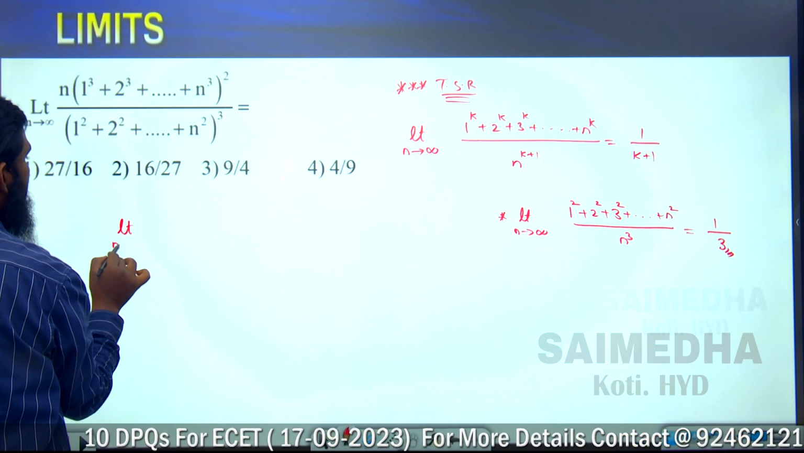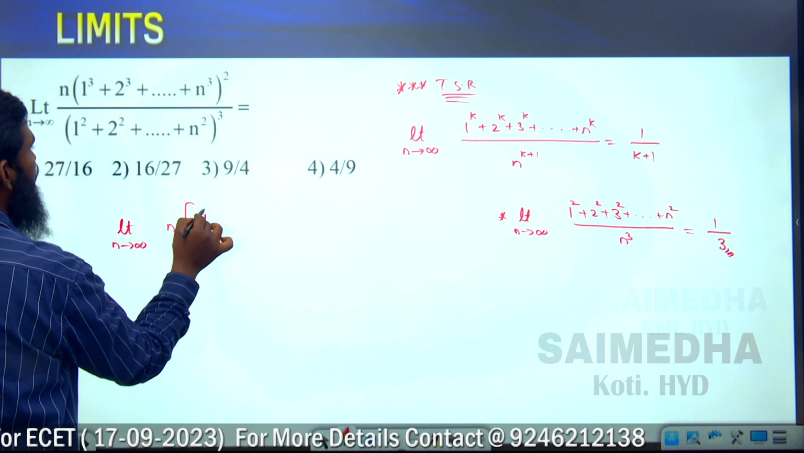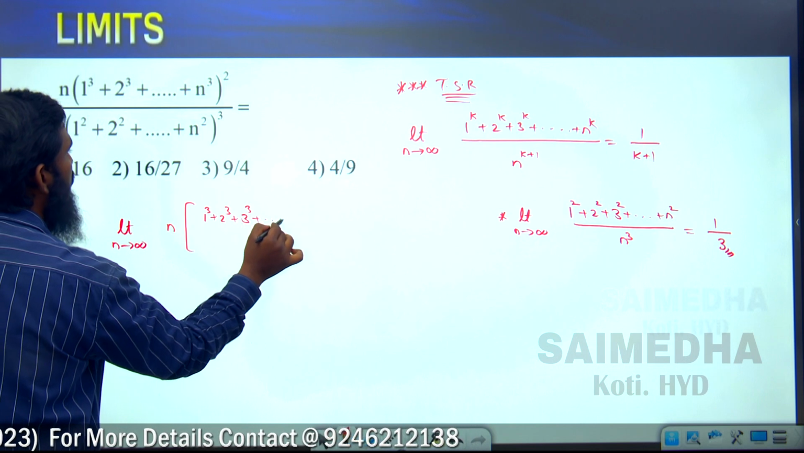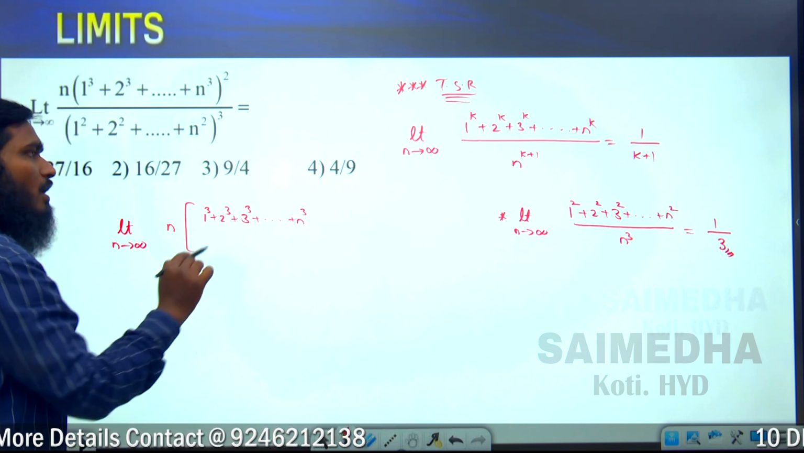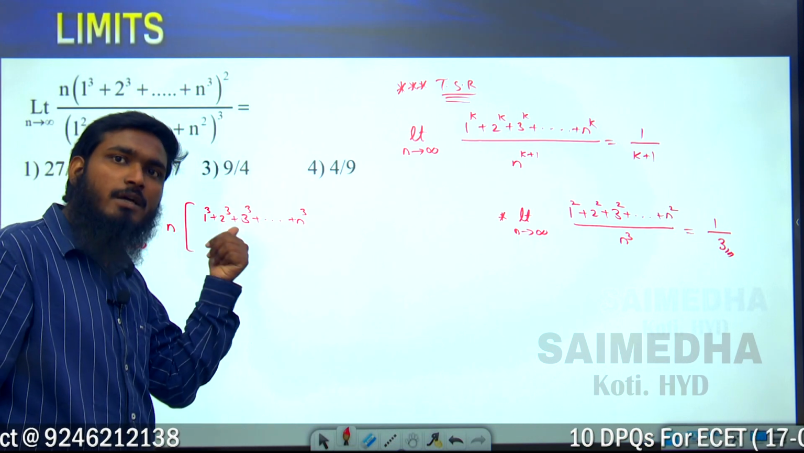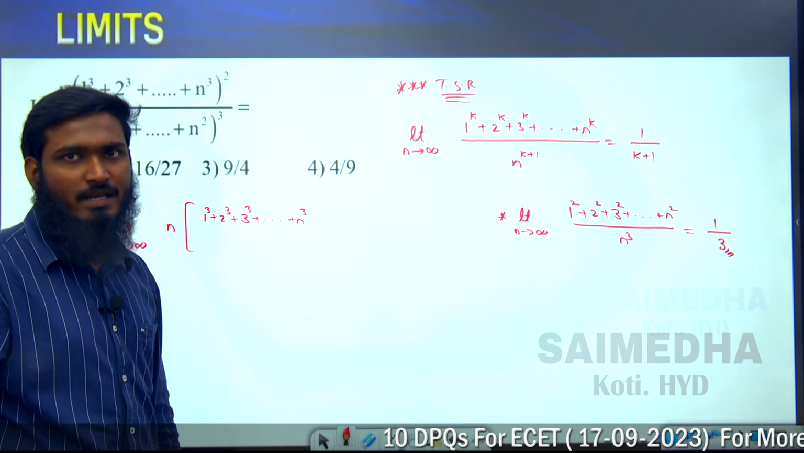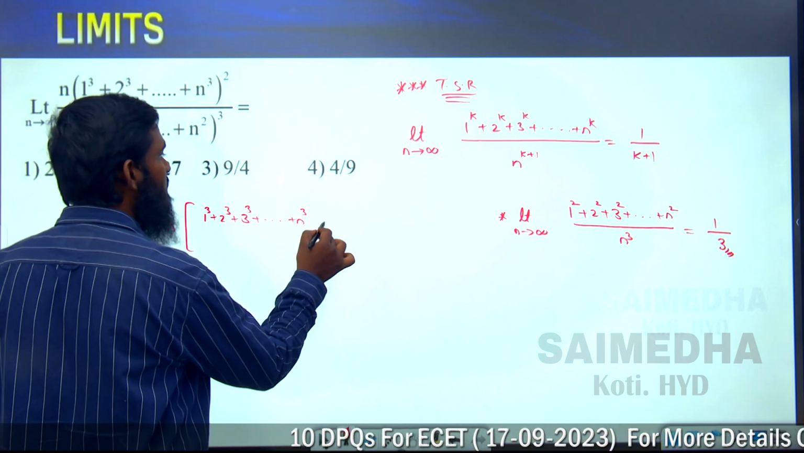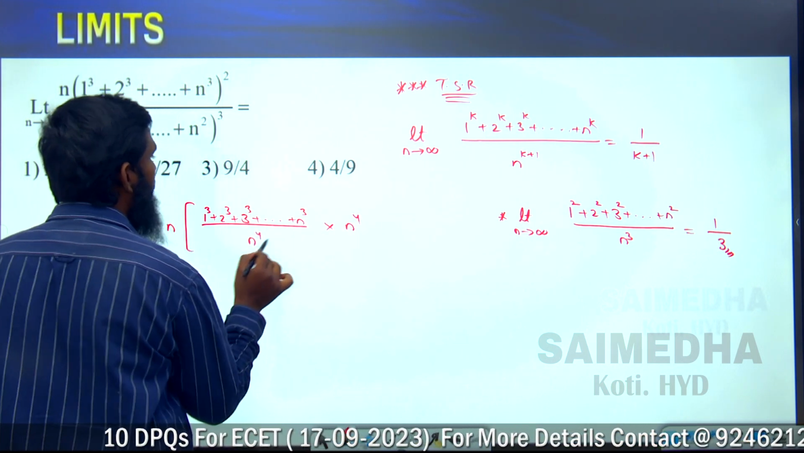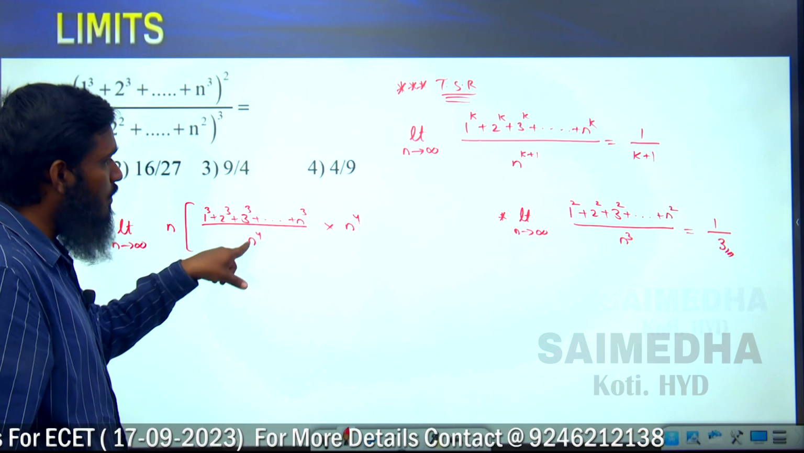So limit n tends to infinity, n we write as it is. Now listen carefully. We have 1 cube plus 2 cube plus 3 cube plus so on up to n cube. But we do not have the denominator as n power 4. If the power is 3, the denominator should be n power 4, but we don't have that. So we take an assumption, multiplying by n power 4 divided by n power 4, to make this part fit the formula.